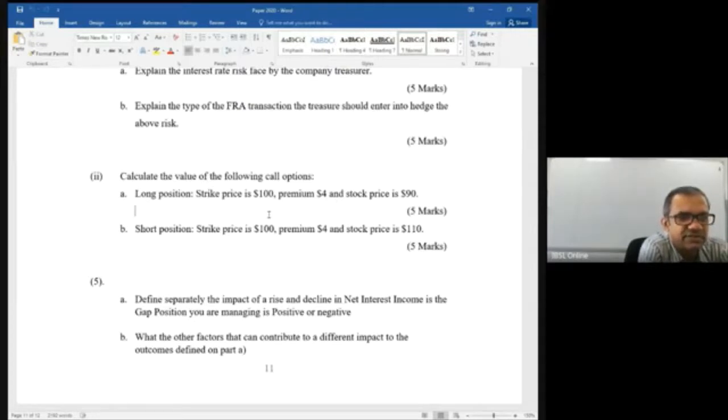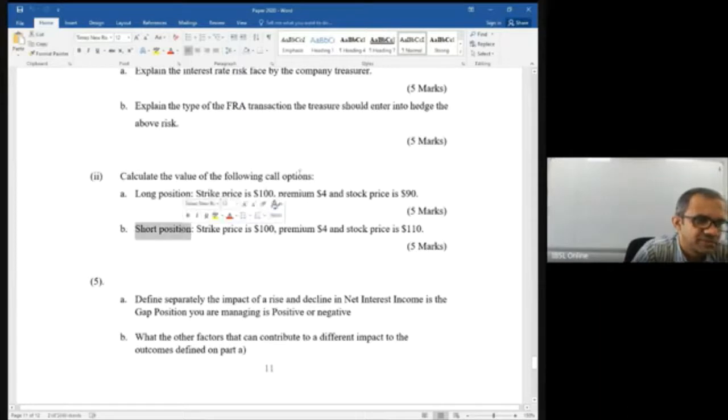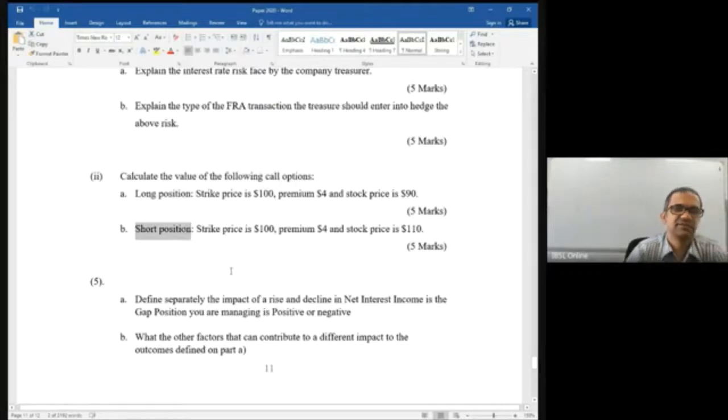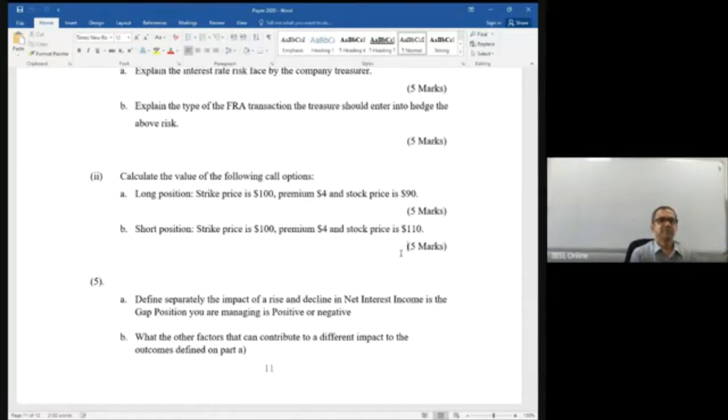So in the second question, it's a short position. That is also important: call long position and call short position. So now here the value of the option, you have to give from the buyer's perspective. The second one from the seller's perspective, because you are having a short position. Strike rate is the same, premium is the same, stock price is 110. Is it in the money, out of the money, or at the money? So it is in the money from the buyer's perspective. So then the buyer will exercise the right. So what is the value?